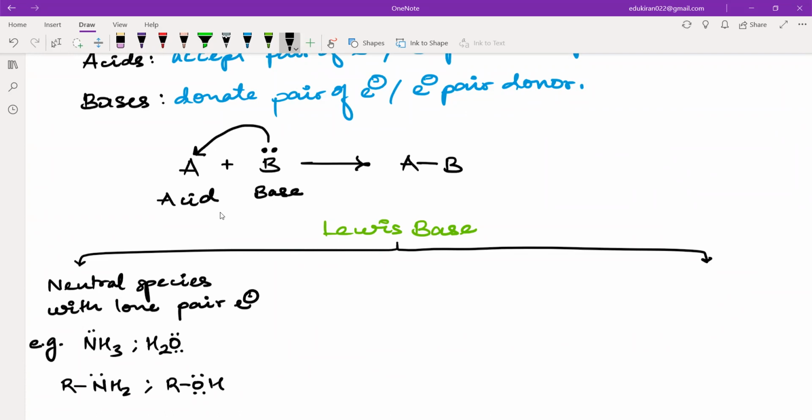Another type of Lewis bases are anions. As soon as I say anion, that means obviously there should be an unshared pair of electrons, because a negative charge will be present only if you have some electrons. So if I write CN negative, there is a lone pair on the carbon atom. If I write Cl negative, then there are 4 lone pairs on chlorine. If I write OH negative, then there are 3 lone pairs on oxygen. So essentially, to identify a Lewis base, it should have an unshared pair of electrons.